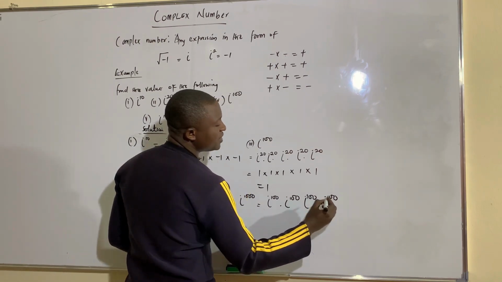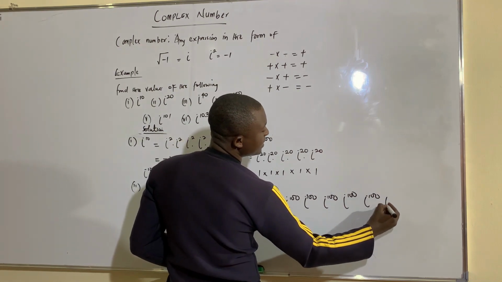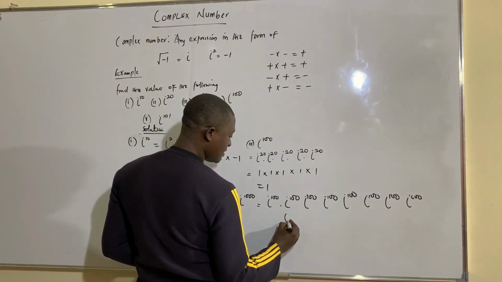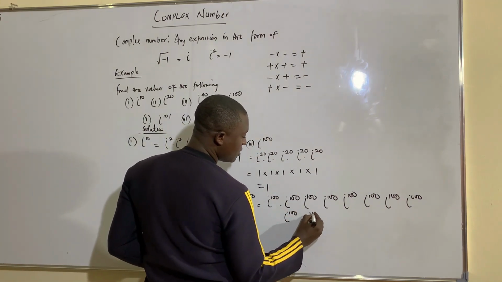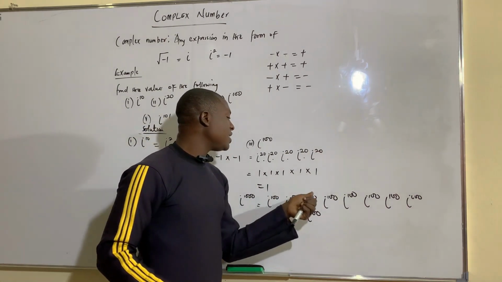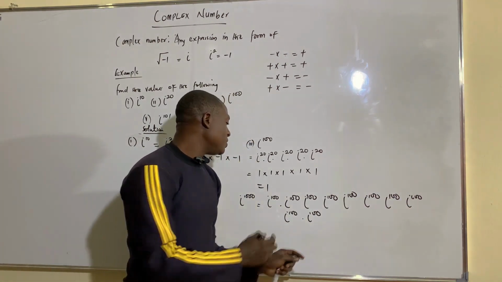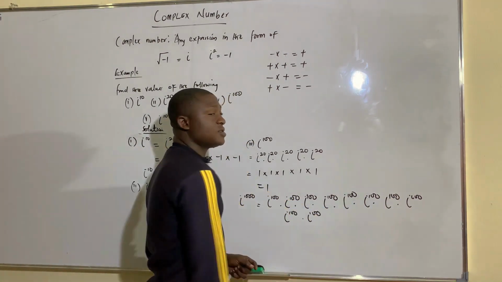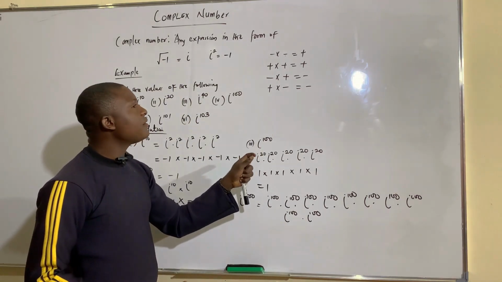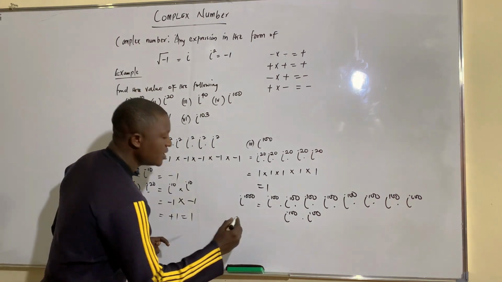i raised to the power of 100, 300, 400, 500, 600, 700, 800, 900, and 1,000. So if I add all these together, 100 plus 100, 200, 300 here, 400, 500, 600, 700, 800, 900, and 1,000. That is multiplication. So recall, in example 3, we said that i raised to the power of 100 is nothing but what? Yes, 1.